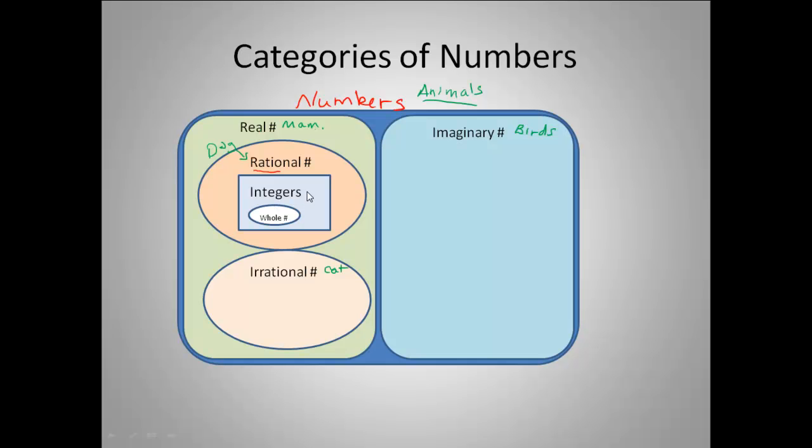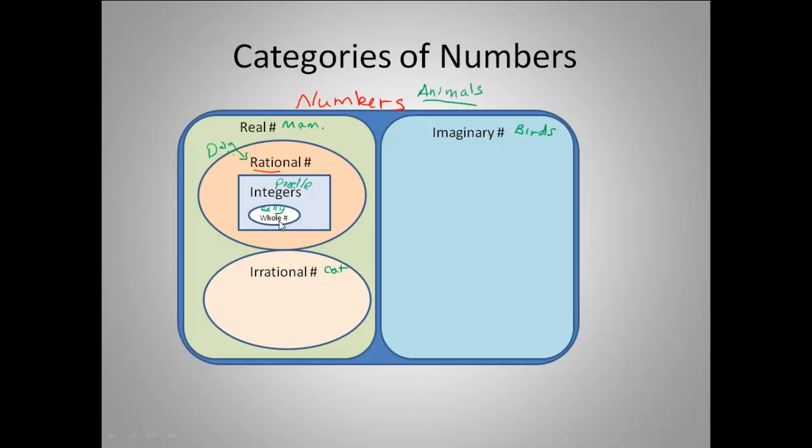Now if we go one step farther, maybe our integers is a poodle. Well, a poodle is still a dog, which is still a mammal, which is still an animal. Integers are rational numbers, they are real numbers, and they are part of the number system. And let's say we break this down even a little bit farther, and let's say you have a poodle named Sally.